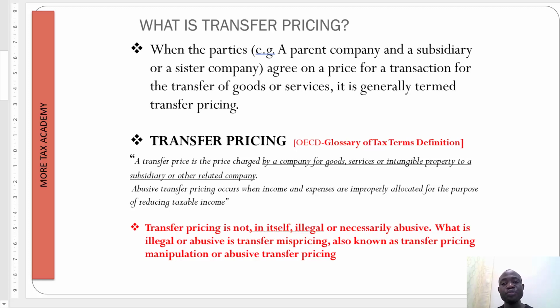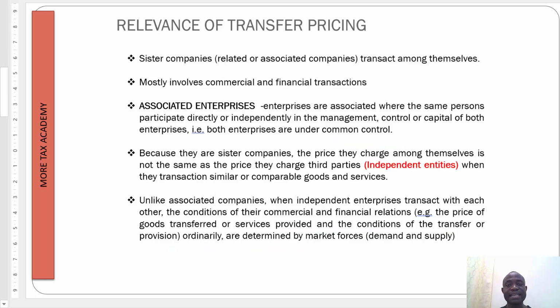So why should you sell a laptop to your sister company at $1,000, but if you are selling to somebody who is not related to you, why will you sell it at, let's say, $10,000? What is the tax implication for such a transaction? And that is going to be the focus of this discussion.